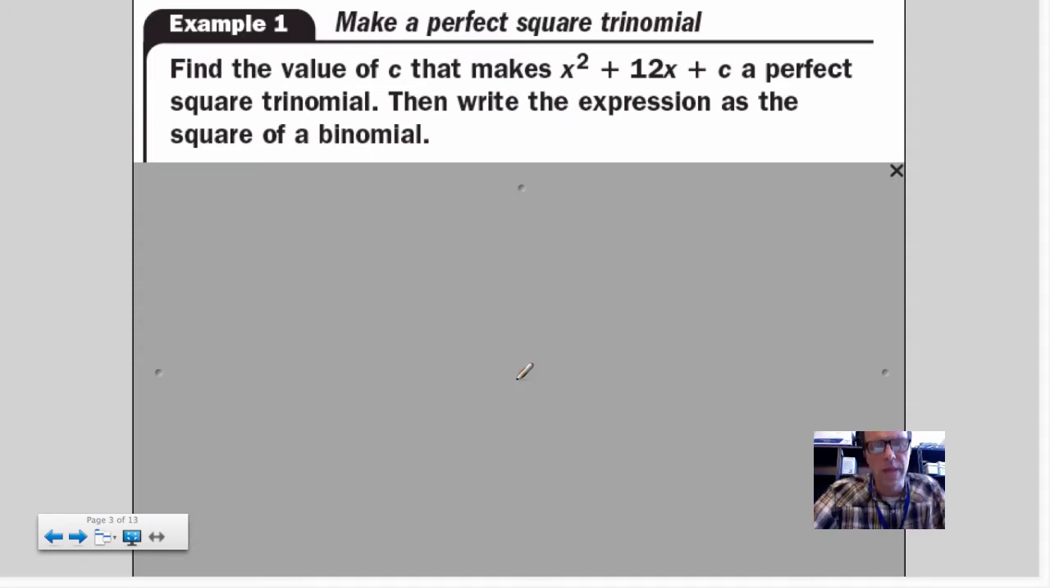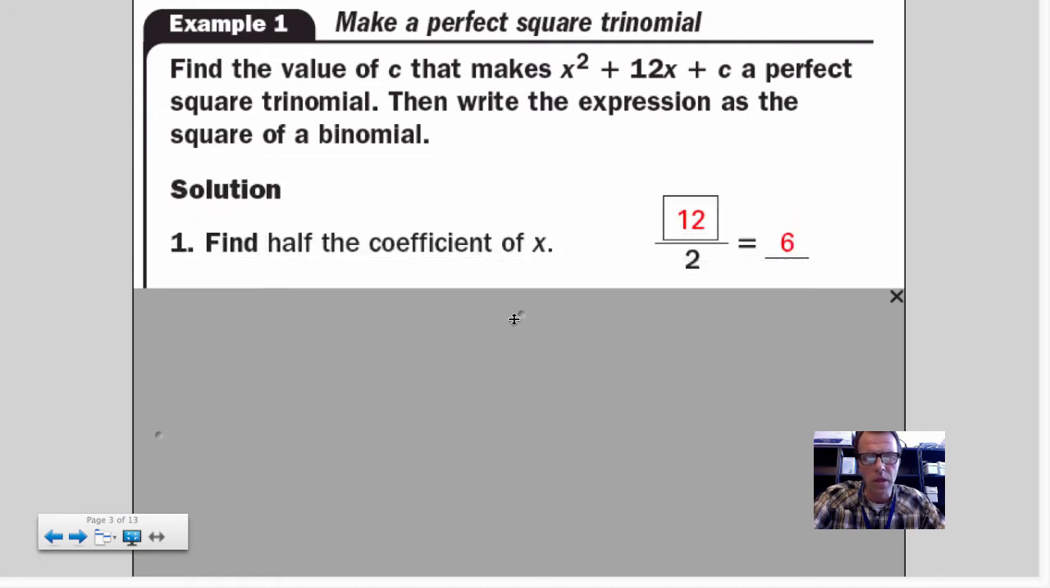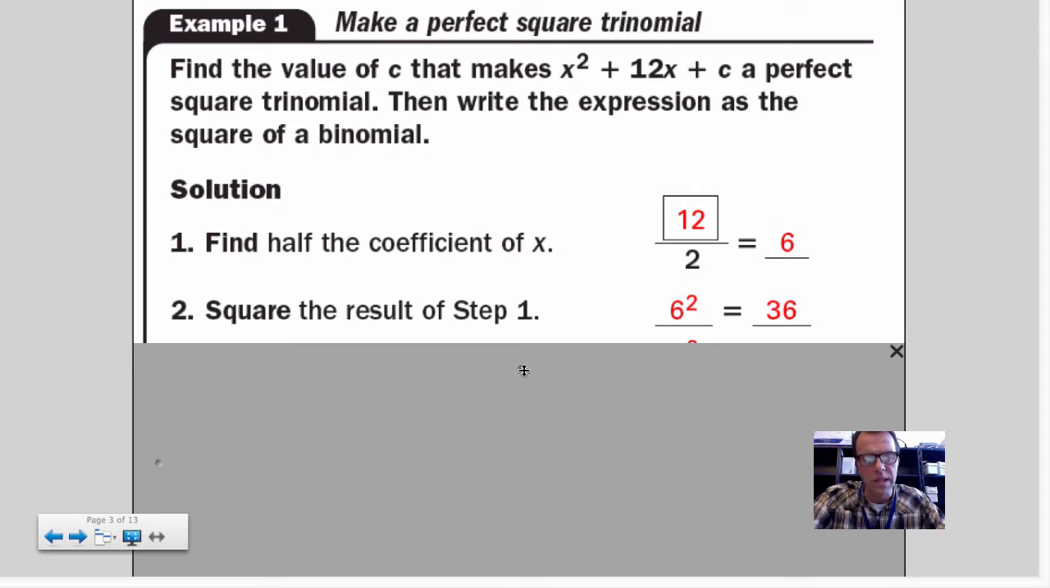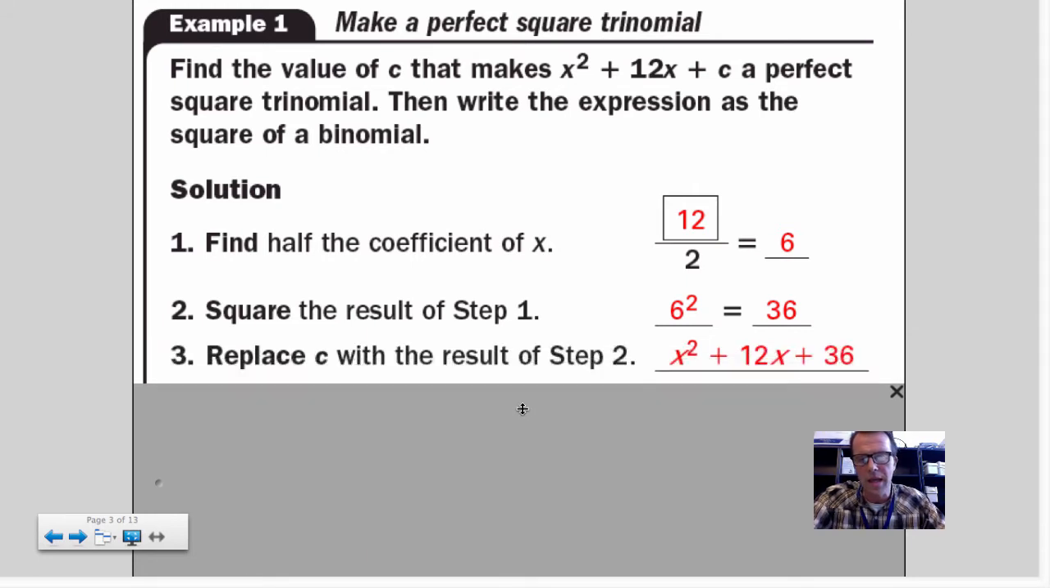So here's our first example. Make a perfect square trinomial. It says find the value of c that makes x squared plus 12x plus c a perfect square trinomial. Then write the expression as the square of a binomial. So again, using our formula, we would take the 12, the b term, divide it by 2 and get 6. We would square the 6 and get 36, and then that number gets added at the end here. That's the number we would need.